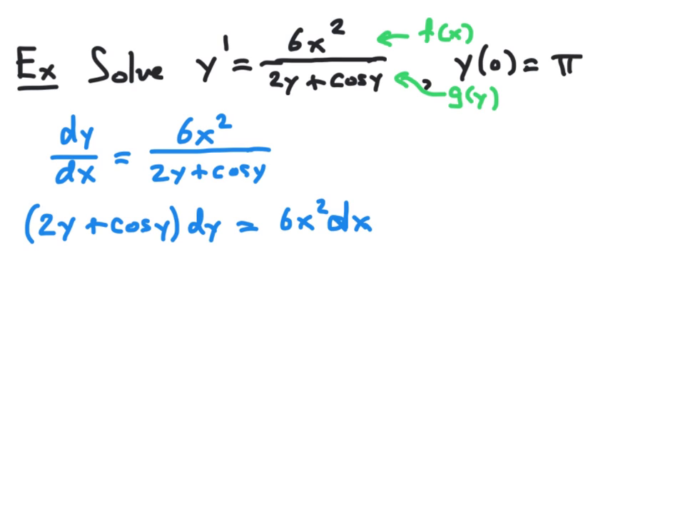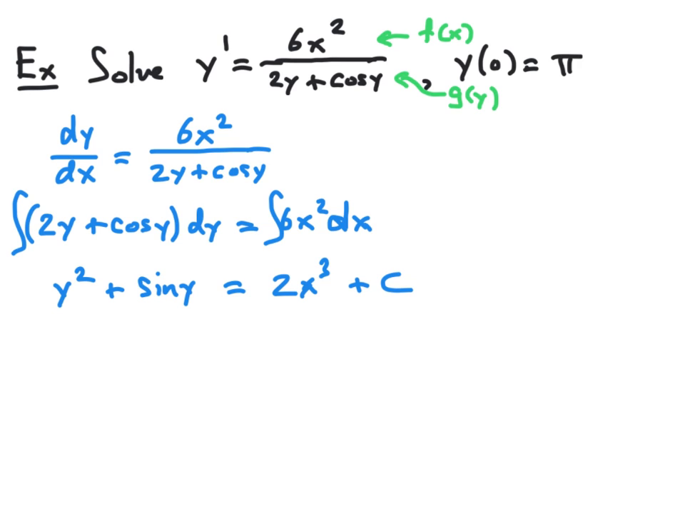Once we have that done, where the variables are split up, we can find the antiderivative of both sides. In this case, these are all elementary antiderivatives. So an antiderivative of 2y plus cosine y is going to be y squared plus sine of y. And on the right side, we have 6x squared, and an antiderivative of that will be 2x cubed, using the power rule. And of course, we have our arbitrary constant plus c that we can add here to the right side.